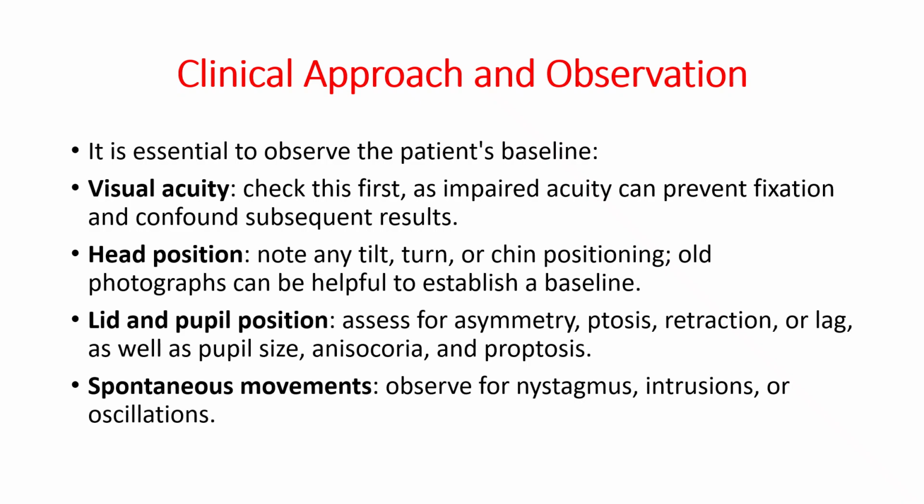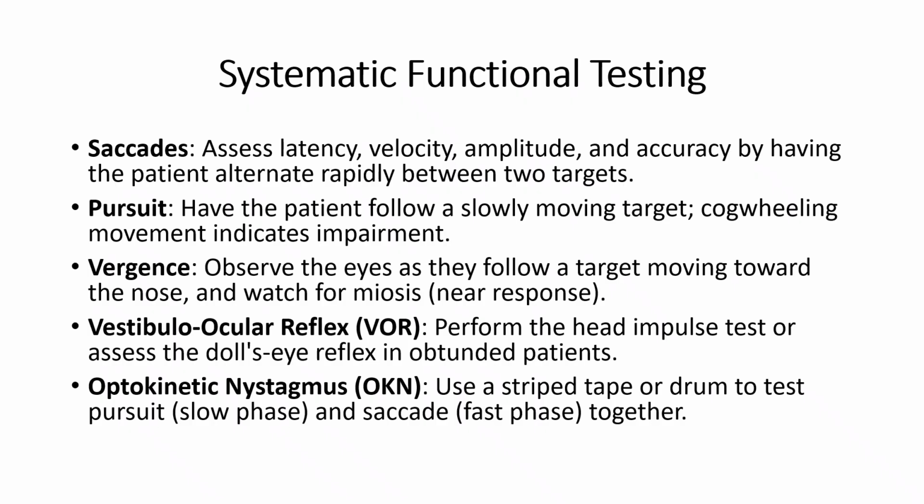Systematic functional testing. Saccades are assessed for latency, velocity, amplitude, and accuracy by having the patient alternate rapidly between two targets. Pursuit: have the patient follow a slowly moving target. Cogwheeling movement indicates impairment. Vergence: observe the eyes as they follow a target moving towards the nose and watch for the miosis of the near response.